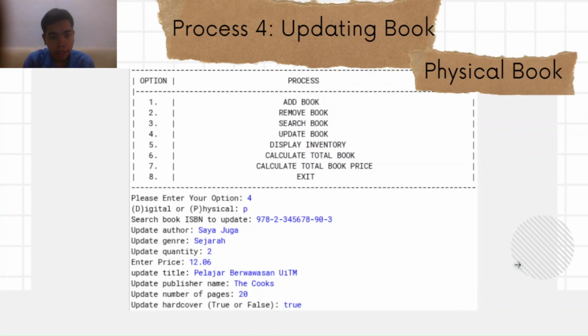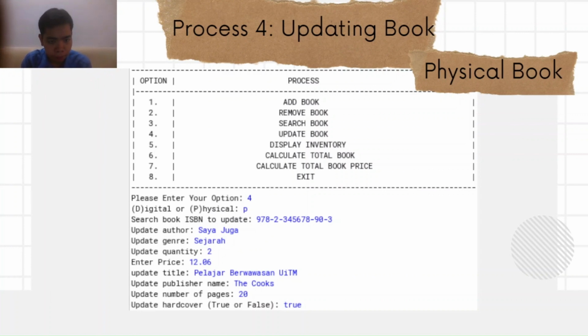Just like any other processes, after entering the option to make processes, the user might need to choose between either digital or physical that they want to manipulate or alter. For this one, the example is physical book. After the user enters P to choose between either digital or physical, they need to enter the ISBN of the book that they want to alter.